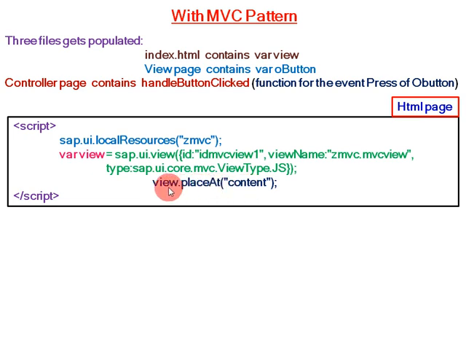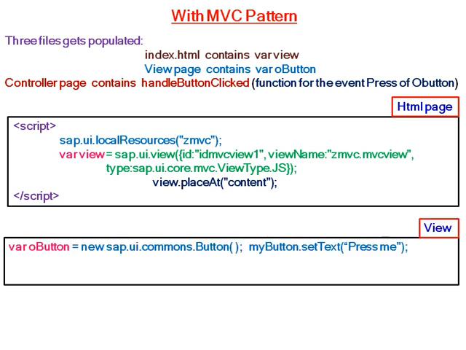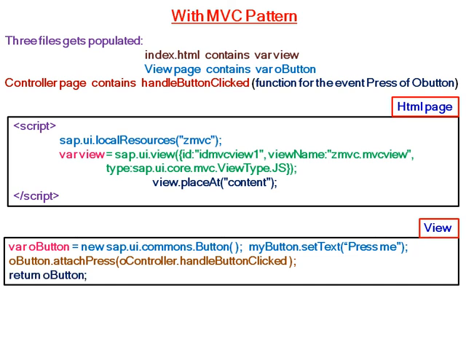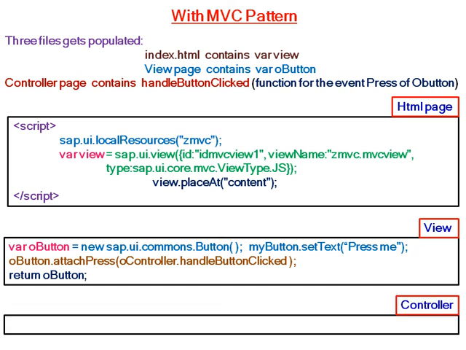So you are placing this view page in the user interface area, and in the view page you'll actually mention the UI elements. So in this example, we are creating a new button with the text press me, and in the controller page we'll write the event, that is handleButtonClicked, the function alert.